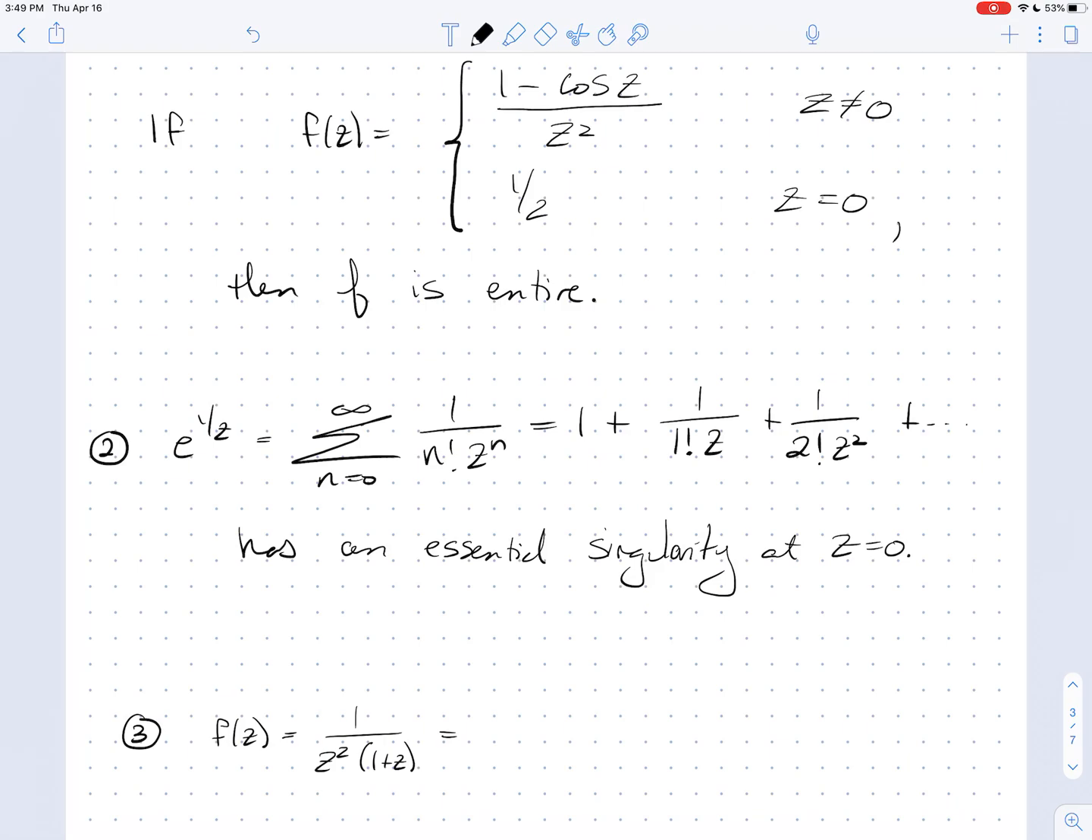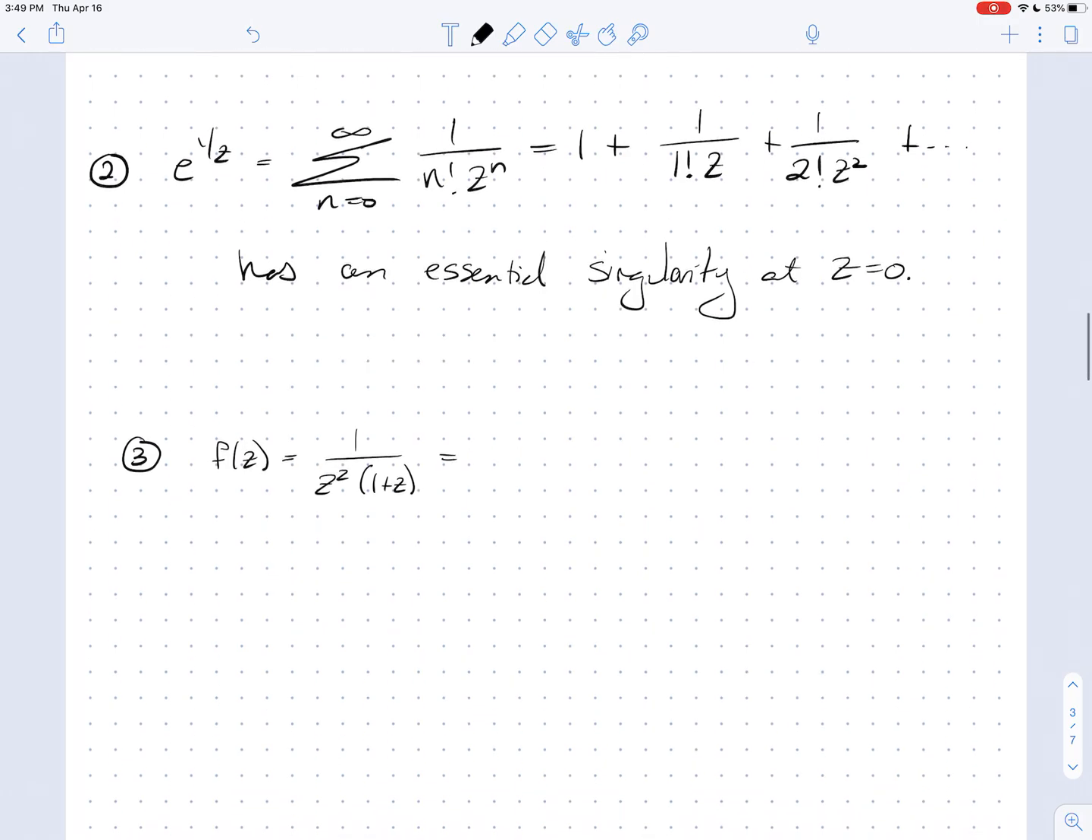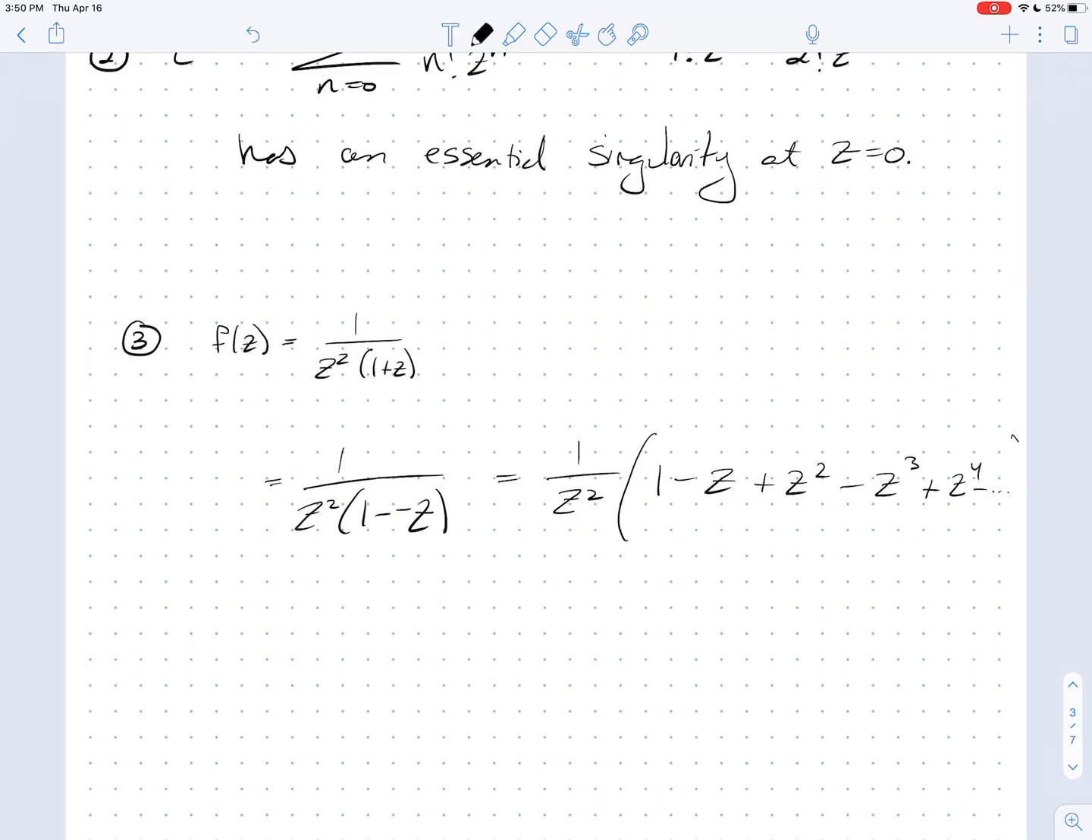All right, let's do another example. What about this guy? f of z equals 1 over z squared times 1 plus z. You know what? Let's go downstairs with it. I'm going to write this as 1 over z squared times 1 minus z. And so I can write this as 1 over z squared times, instead of writing the closed form, I'll just write 1 minus z plus z squared minus z cubed plus z to the 4th minus and so on. I'm just writing down the geometric series, with minus 1 over z.